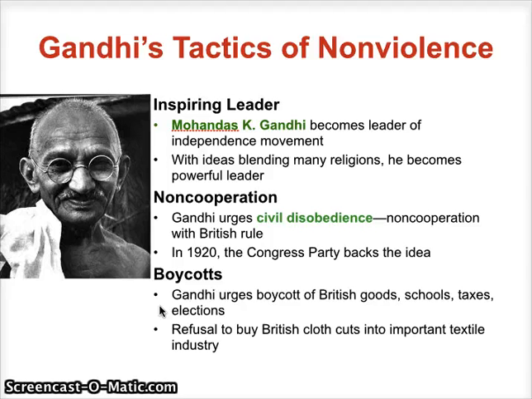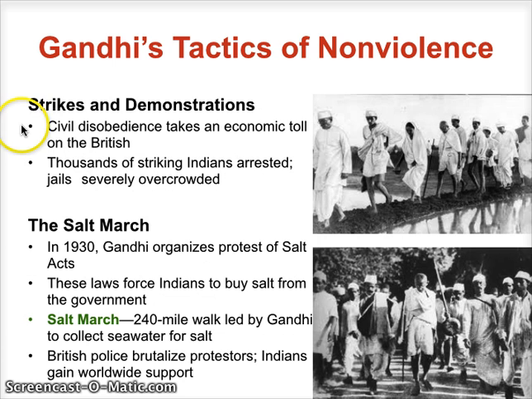The second thing that he's saying is no one should go to a British school, and no one should pay taxes to a British government or vote in a British election. All of these things end up being quite successful. So Indians are listening to Gandhi. And one example is that Gandhi would make his own cloth. So instead of buying British cloth, he would make his own cloth and would set an example for the rest of India.